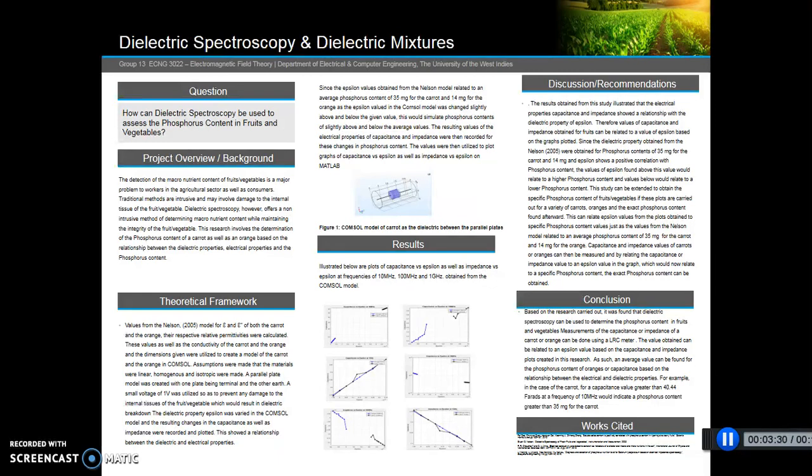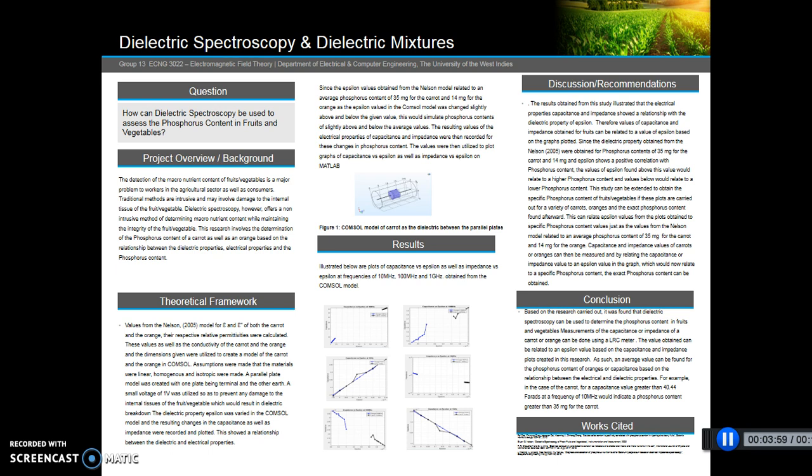If, however, phosphorus content were found to be higher or lower for an orange or carrot, this study can be extended to obtain specific phosphorus content for a variety of carrots and oranges or other fruits and vegetables. Those values can be used, like Nelson's model, to provide more references in which the phosphorus content would precisely lie.